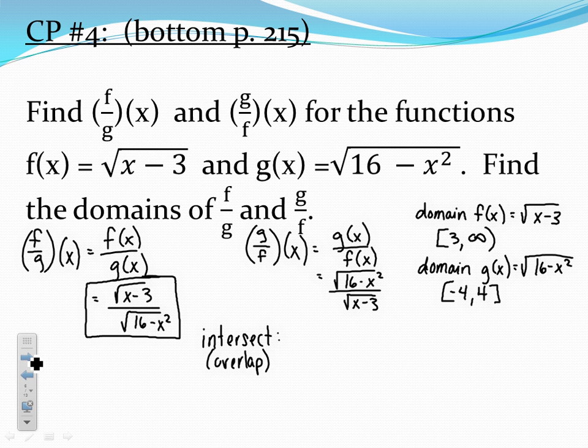But if we were to put 3 in f of x for the quotient where it's g over f, that would make a 0 on the bottom, and that's undefined. So the 3 itself sort of kind of works. It works for one of them, but not if it ends up in the denominator. So we give it a curved parenthesis 3.